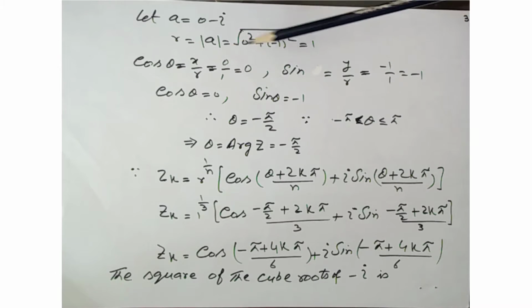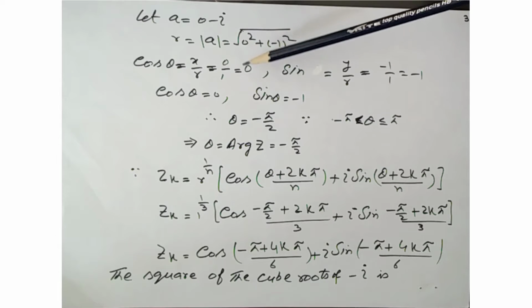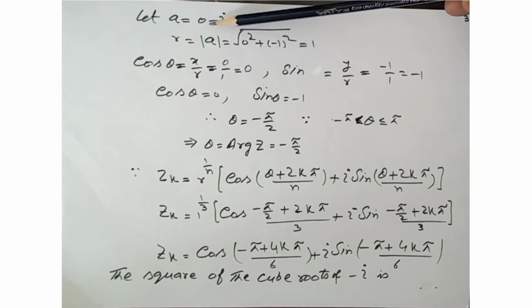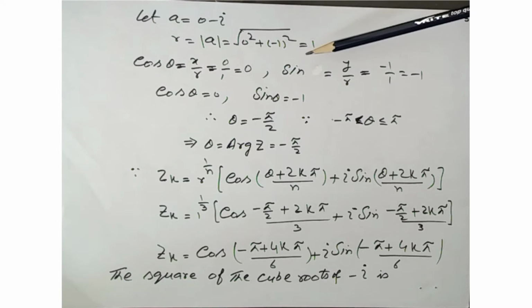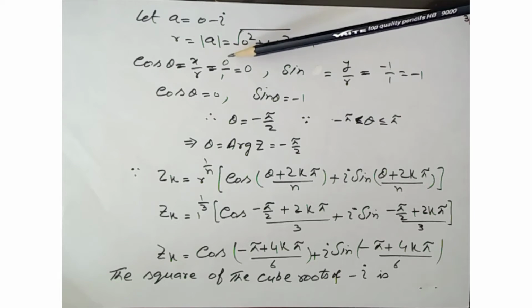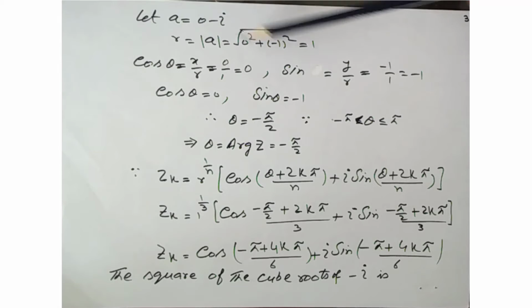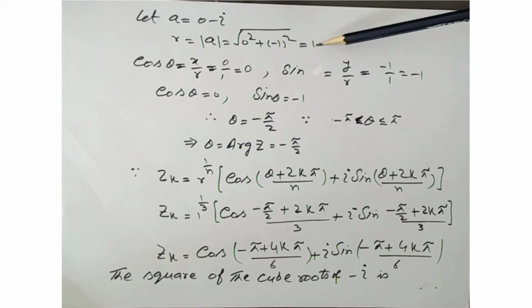r equal to mod a, this becomes 1. cos theta equals x over r, the value of x is 0 and r is 1. So cos theta equals 0 over 1, which is equal to 0. And sin theta equals y over r. Here y equals minus 1 and r equals 1. So this is equal to minus 1.